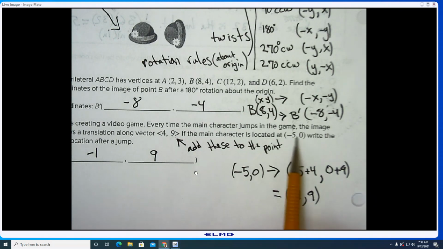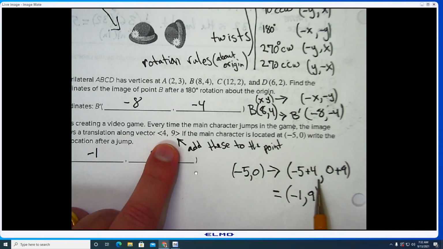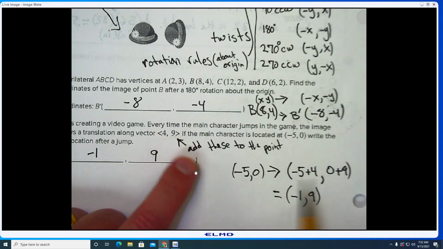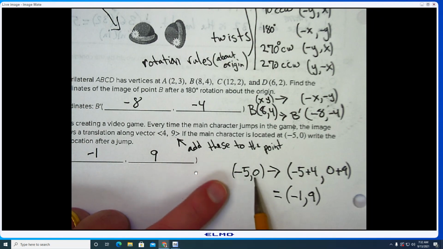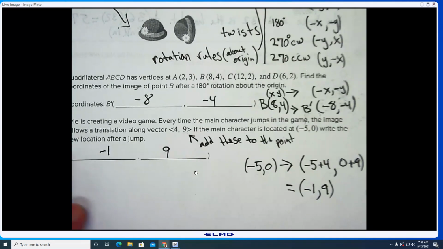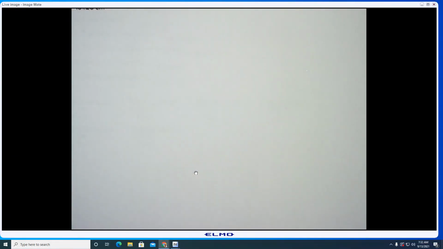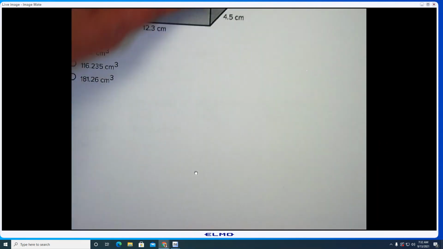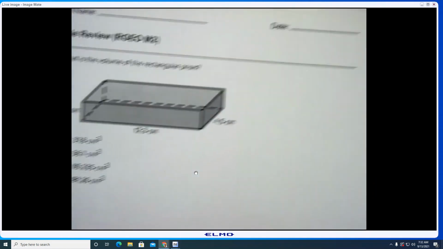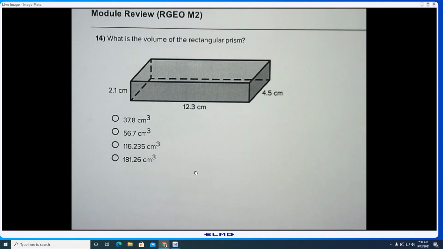We're applying that to the (-5, 0). So we start with our (-5, 0) point. You're adding the 4 to the x part, and then you're adding the 9 to the y part. So -5 plus 4, 0 plus 9. (-1, 9). Number 14. I'm going to go ahead and stop at this time, and we'll pick up in the next video.